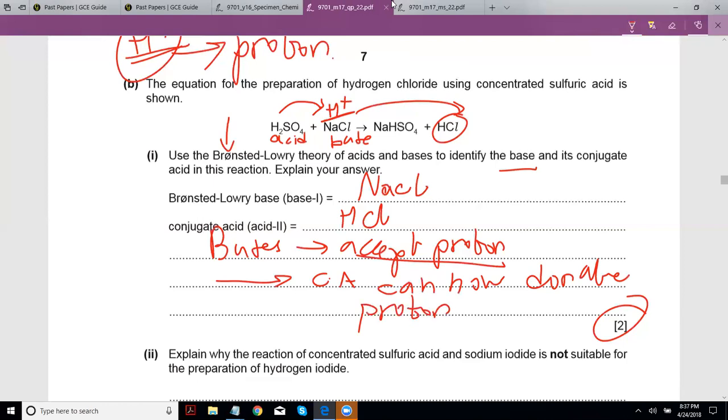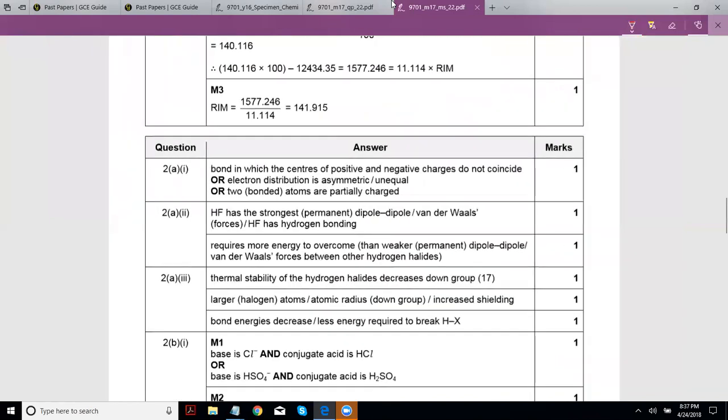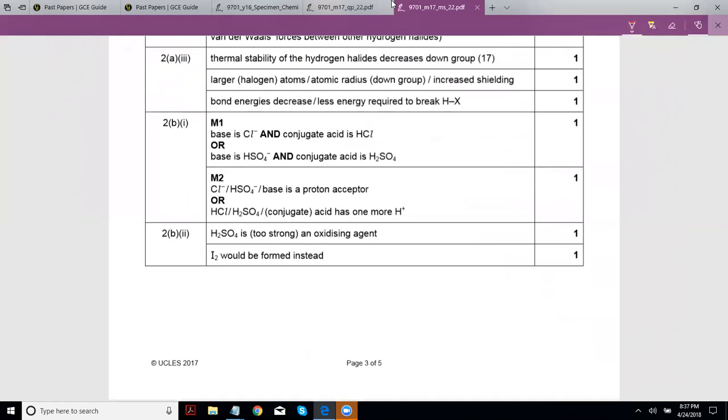In questions like these, check the mark scheme just to ensure our wording was right. Base is correct.